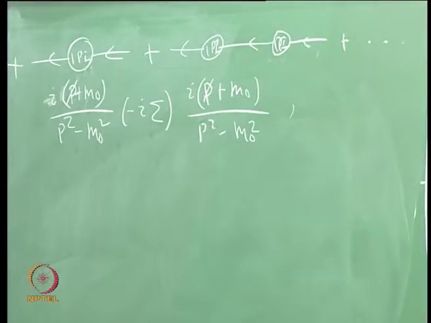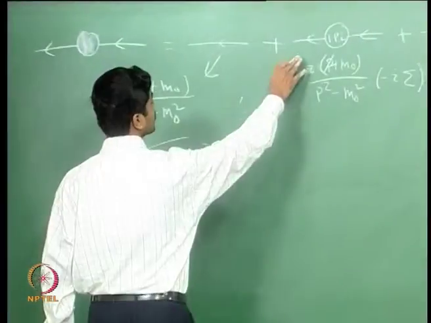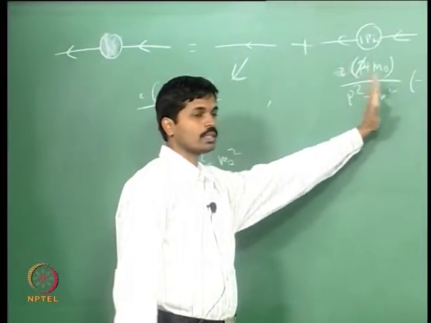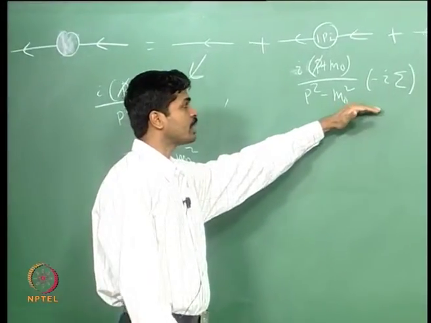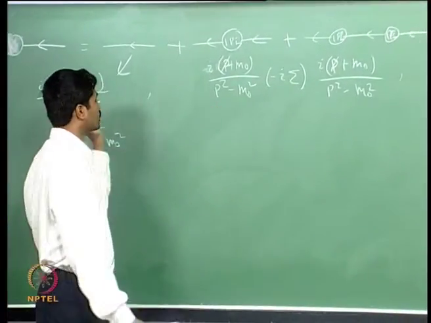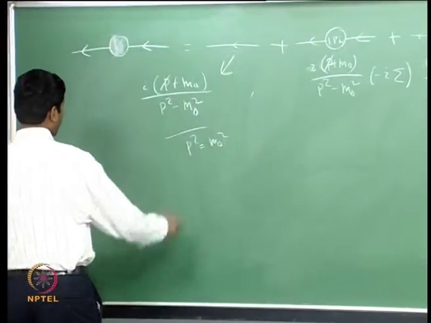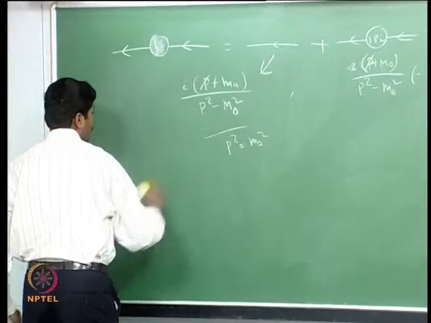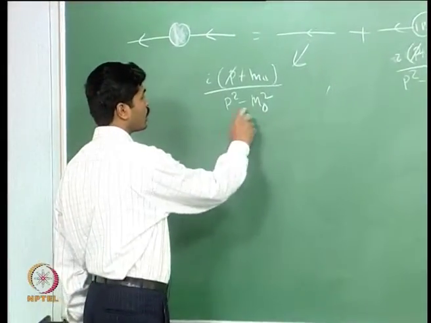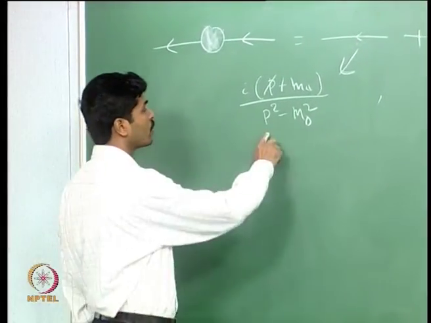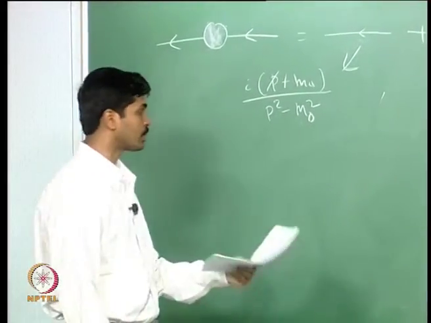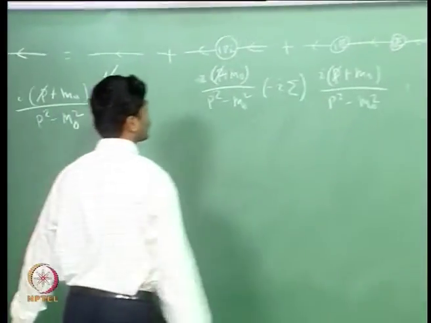This looks worse, but it is not as bad as it looks, because, as you can see, it has a geometric series which you can sum up exactly. Because you can sum up exactly, at the end of the day what we will get is basically a simple pole which is shifted. Instead of getting the pole at p square equal to m0 square, we will have a simple pole which is shifted. So, let us sum it up and then see what we get.